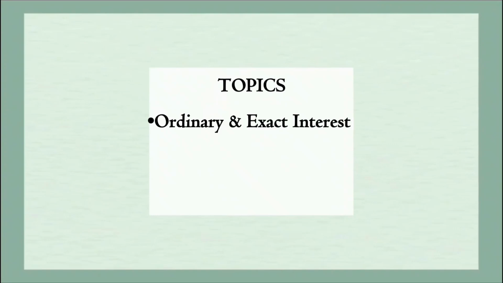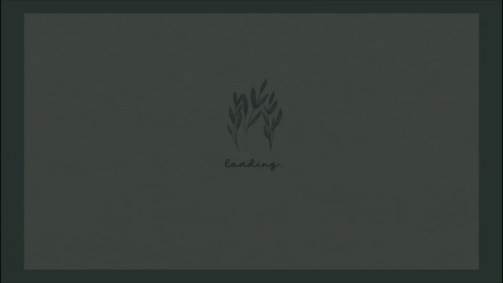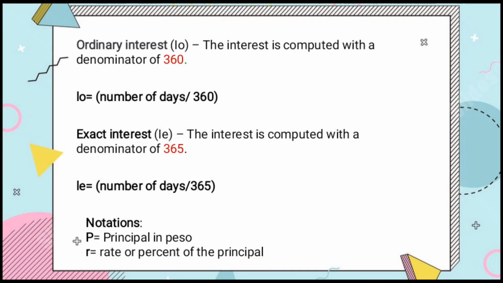Our topics are ordinary and exact interest, ordinary annuity, and simple perpetuity. Ordinary and exact interest. Ordinary interest, the interest is computed with the denominator of 360. So take note, kapag ordinary interest, the denominator is always 360. Yung formula niya is nandyan sa baba, yung naka-blacken. Exact interest naman, the interest is computed with the denominator of 365. Then yung formula niya is nandyan sa baba.